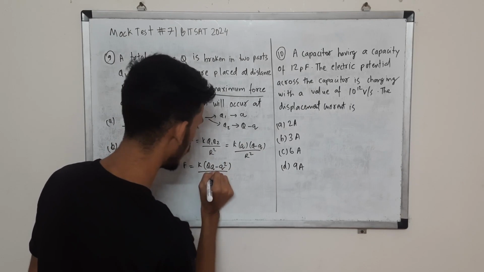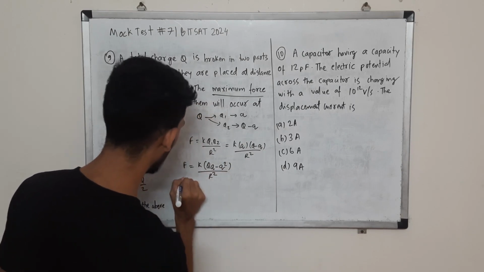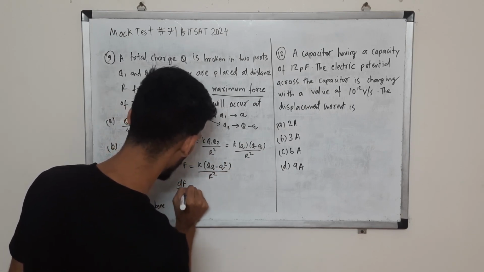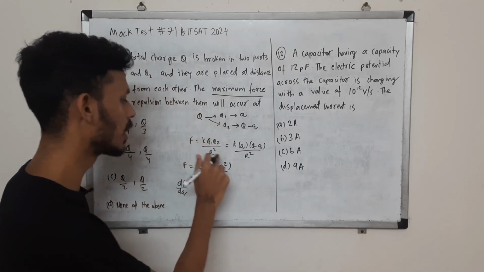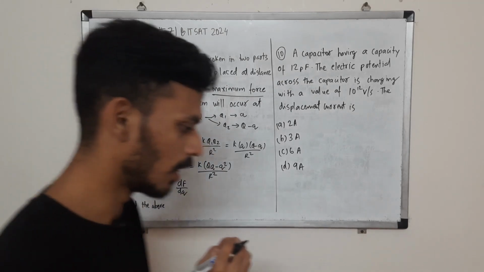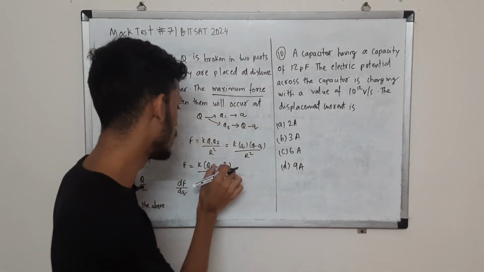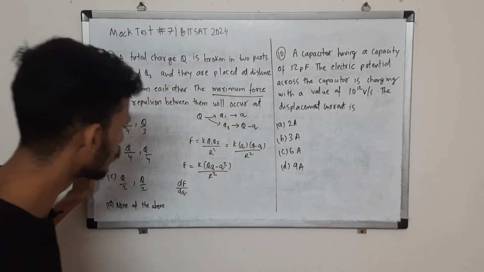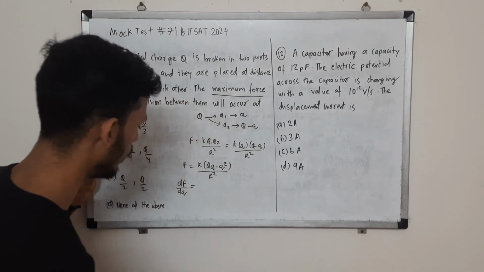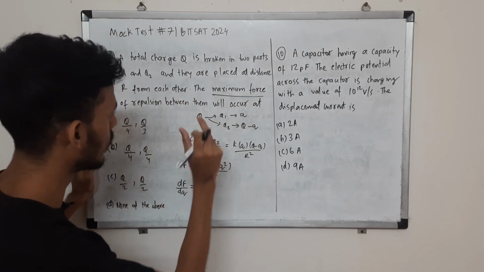Q minus q square by r square. Okay, now I'll take the derivative dF by dq. You can see that the force depends on this small q, how much of the charge you are breaking it into, q and Q minus q. So it depends on this q explicitly. So we can take the derivative, that is, force is a function of that small q.